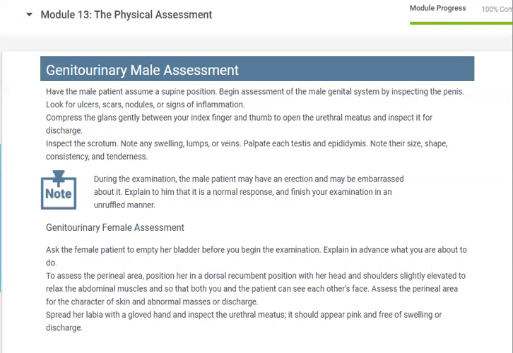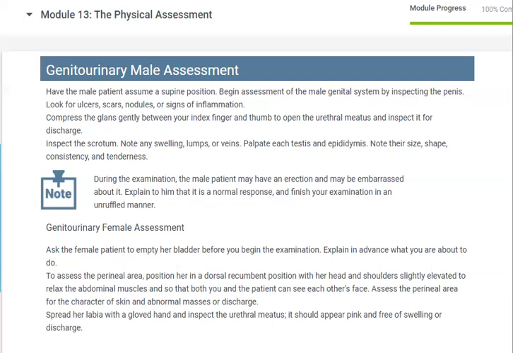Genitourinary female assessment. Ask the female patient to empty her bladder before you begin the examination. Explain in advance what you are about to do. To assess the perineal area, position her in a dorsal recumbent position with her head and shoulders slightly elevated to relax the abdominal muscles and so that both you and the patient can see each other's face.